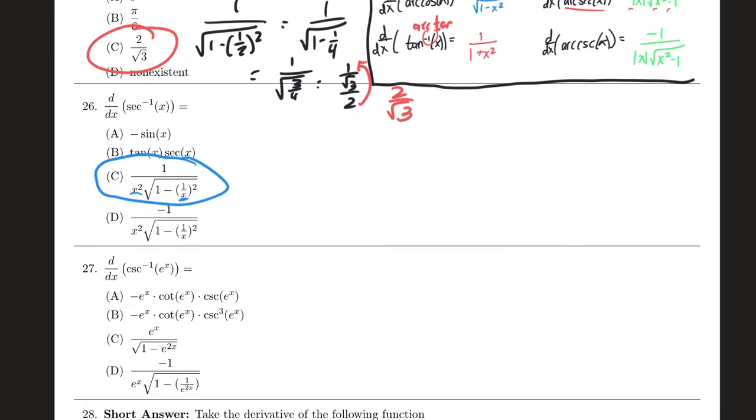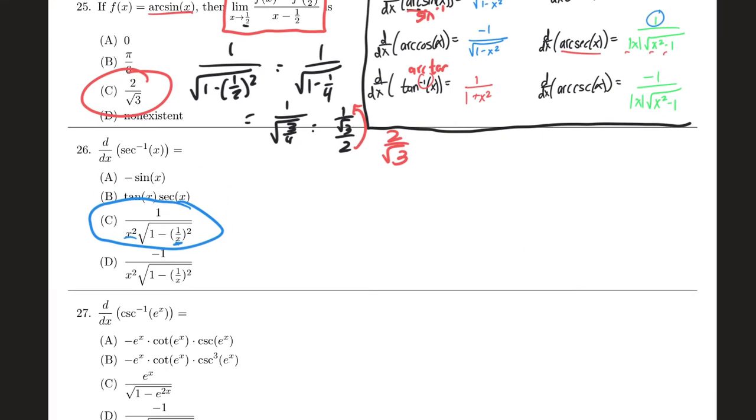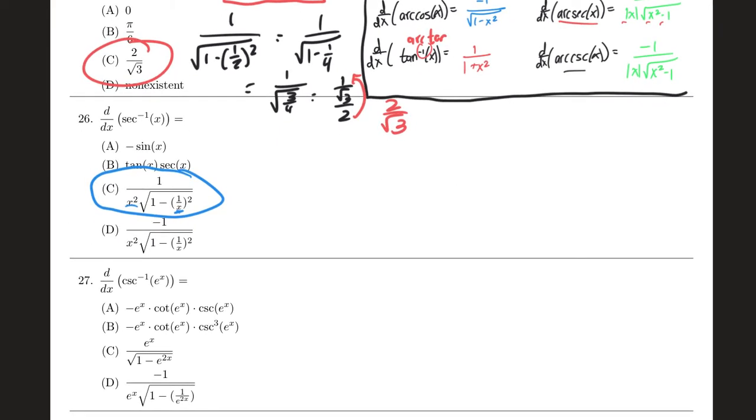All right, so for 27, we're doing cosecant inverse. Where's cosecant? Oh, at the bottom here. It's really similar to the one we just did. It's going to be -1 over the absolute value of x, but instead of having an x on the inside, we have an e to the x. That's going to be the absolute value of e to the x. Then the square root of e to the x squared is e to the 2x minus 1. We have to multiply that by the derivative of the inside, which is e to the x.